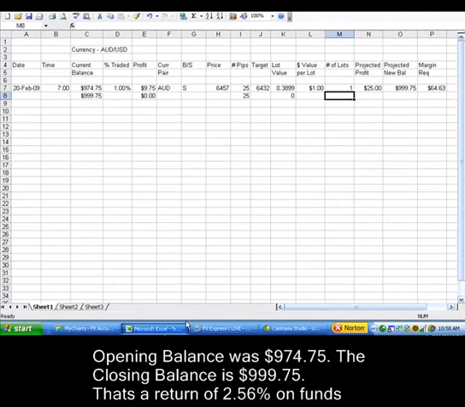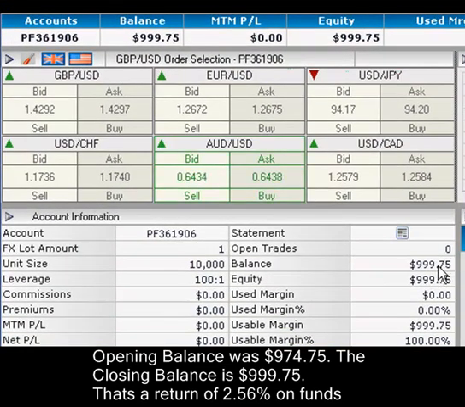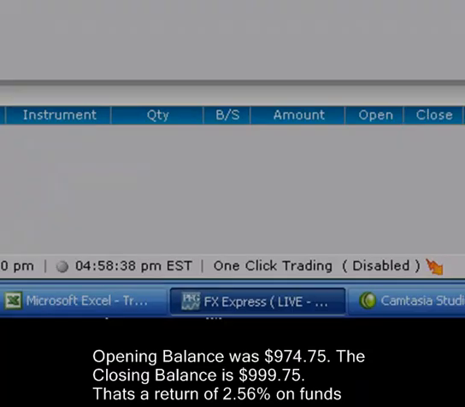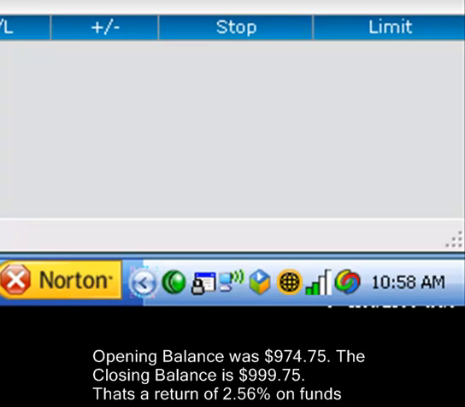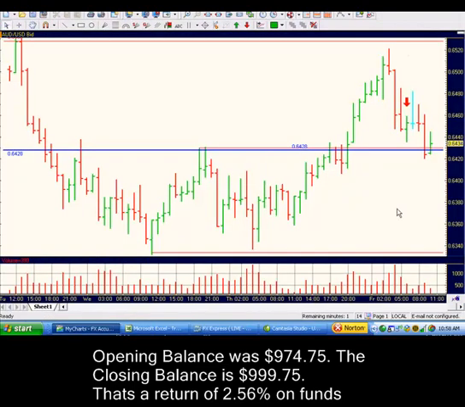Just to verify that, if I go to my trade station, you can see there's my new balance at $999.75. Down here is the Eastern Standard Time, which is coinciding with my clock at 4:58:35. Mine's 10:58 because I'm in a different time zone. So we've just made over 2% on that trade, although we had to wait just under 3 hours. How much work did we put in? About 10 minutes.